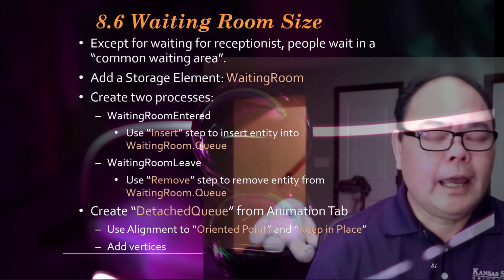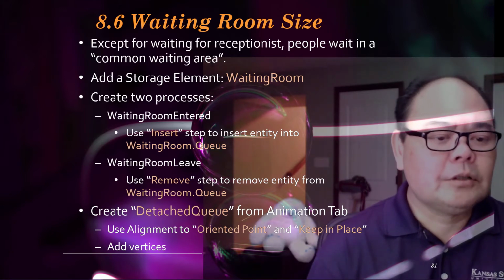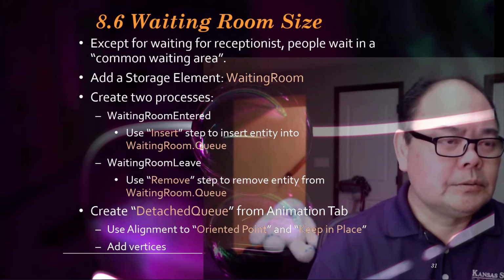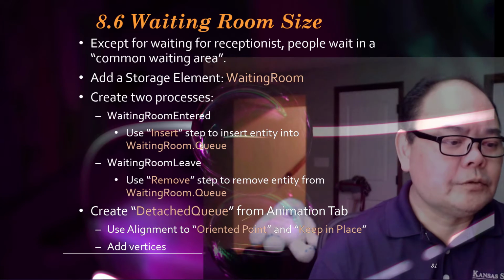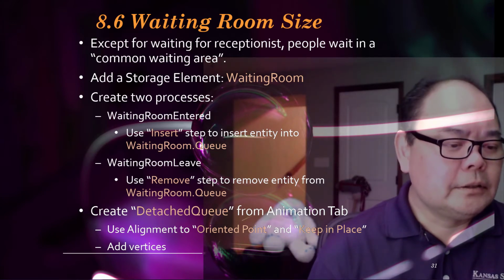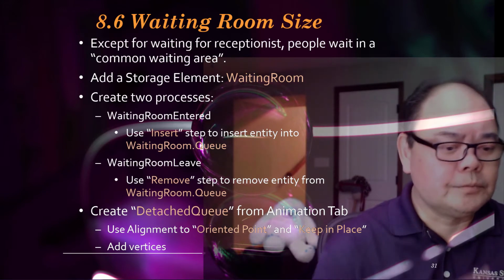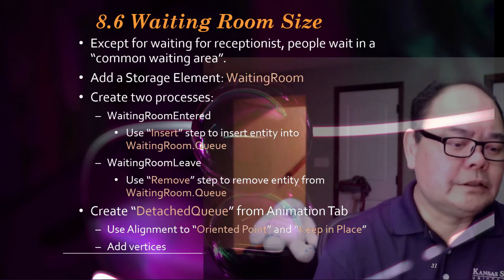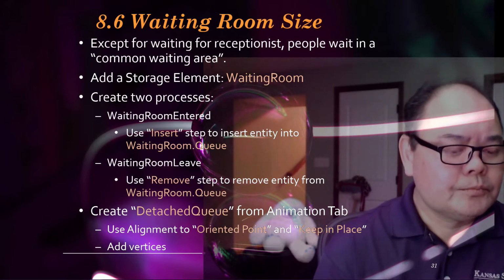First, we're going to add a storage element called waiting room, and we're going to create two generic processes. One we call the waiting room enter, and next we're going to call the waiting room leave, or exit waiting room, which is insert and remove entity from this waiting room.